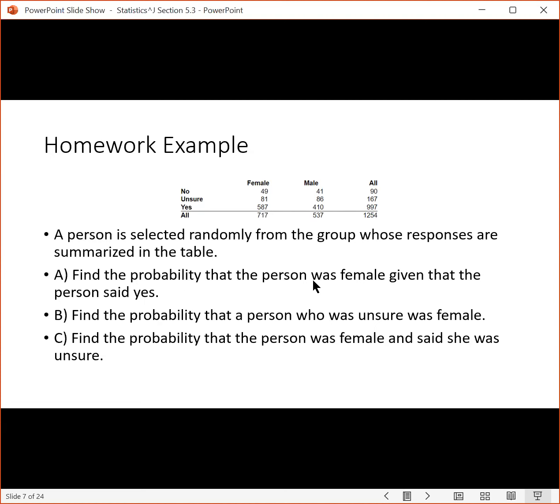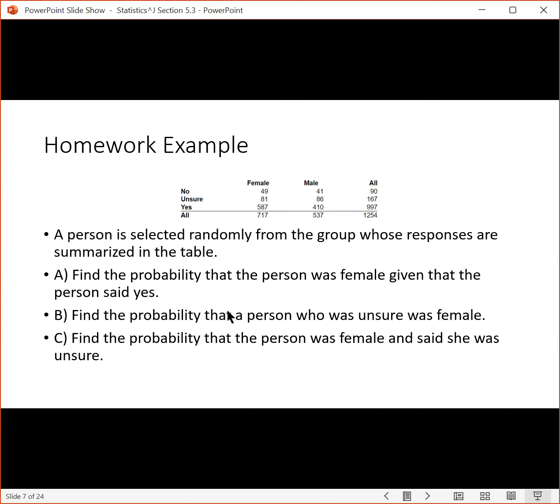So find the probability the person was female, given that the person said yes. We were told that the condition here is that the person said yes, so we want to restrict the table to just that part. We want to ignore the rest. So we start off by looking at just the yes, which is just this column here. That's the only part that we care about. Then to find the probability that the person was female, we've got 587 female over the total for that row. Sorry, did I say column earlier? The row total is 997. So we'd have 587 over 997.